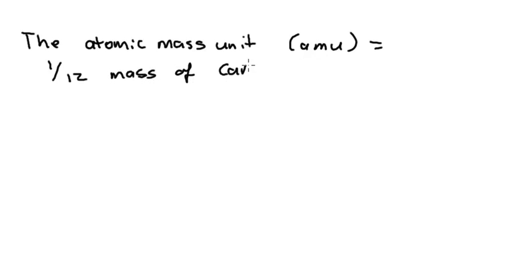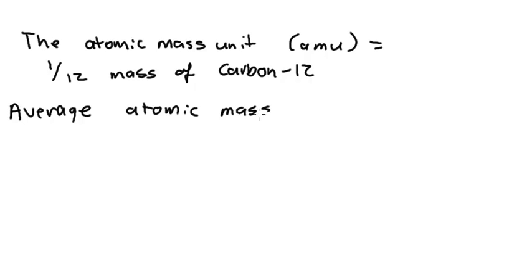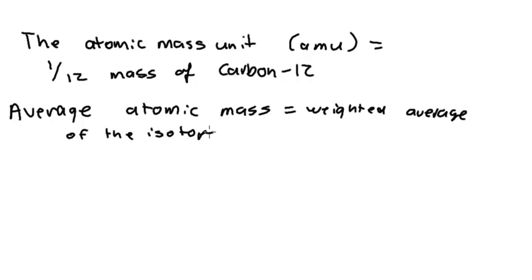The atomic mass unit, AMU, is 1/12 the mass of carbon-12. So you take a carbon-12 atom and 1/12 of its mass is an atomic mass unit. That's how it's defined. So the average atomic mass is a weighted average of the isotopes. Now, it's actually very easy to compute with these kinds of problems, so let's see how we do it.